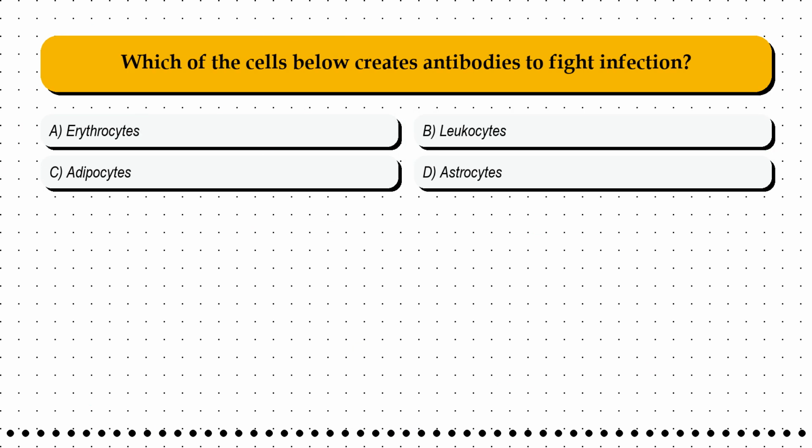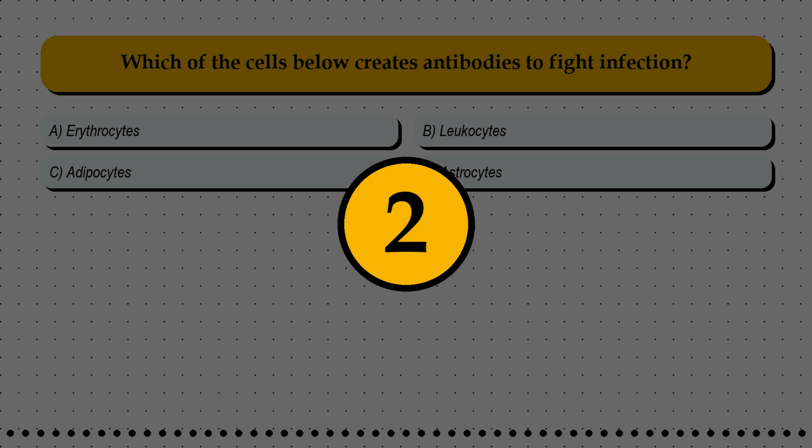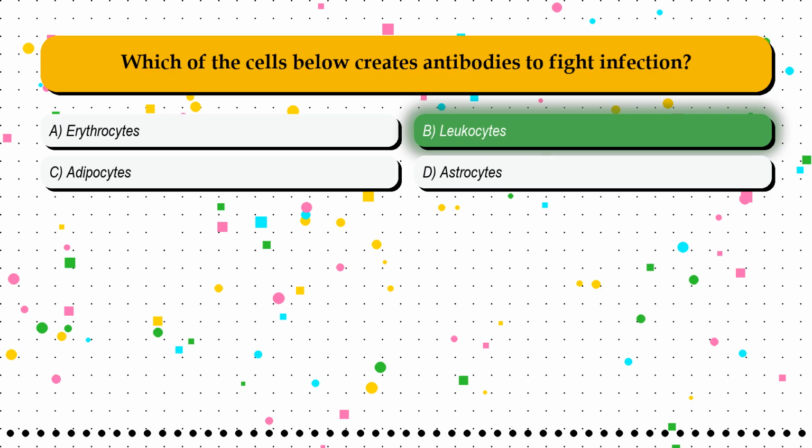Question 128. Which of the cells below creates antibodies to fight infection? Option A, erythrocytes. Option B, leukocytes. Option C, adipocytes. Option D, astrocytes. The correct answer is option B, leukocytes.